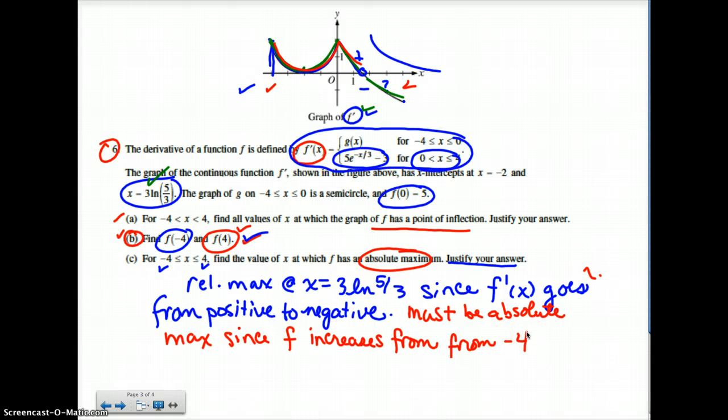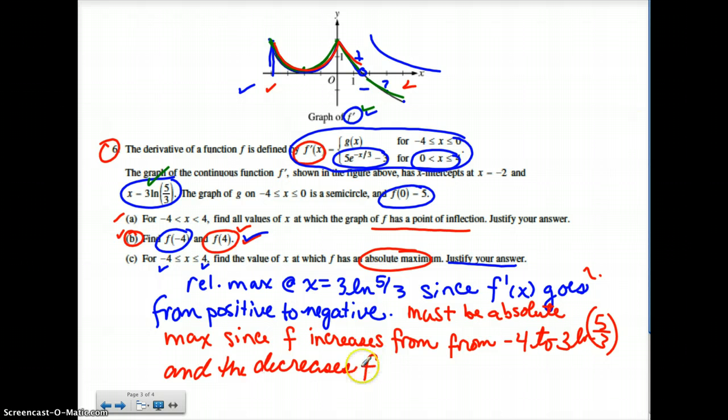-4, and you could use bracket notation, but I'm going to just say from -4 to 3 ln 5/3, and then decreases for the rest of the interval. And I'm not going to write the rest of that out. And I know it decreases because the derivative is negative here.